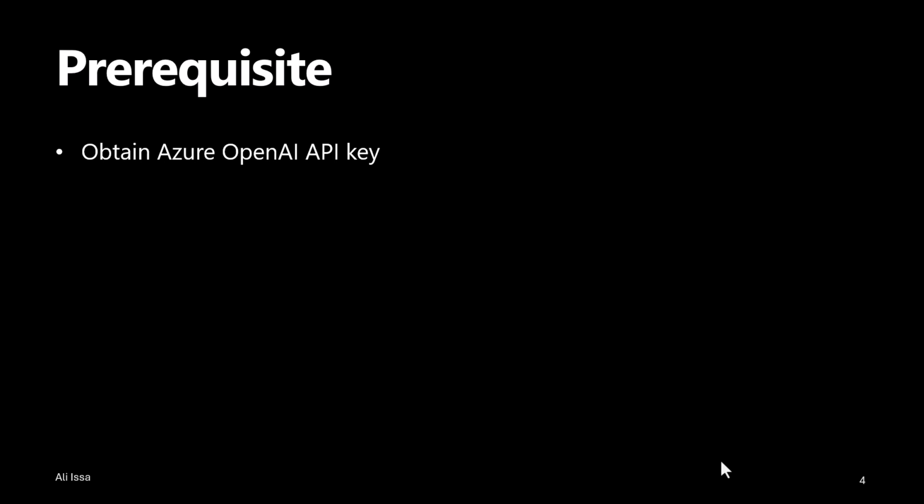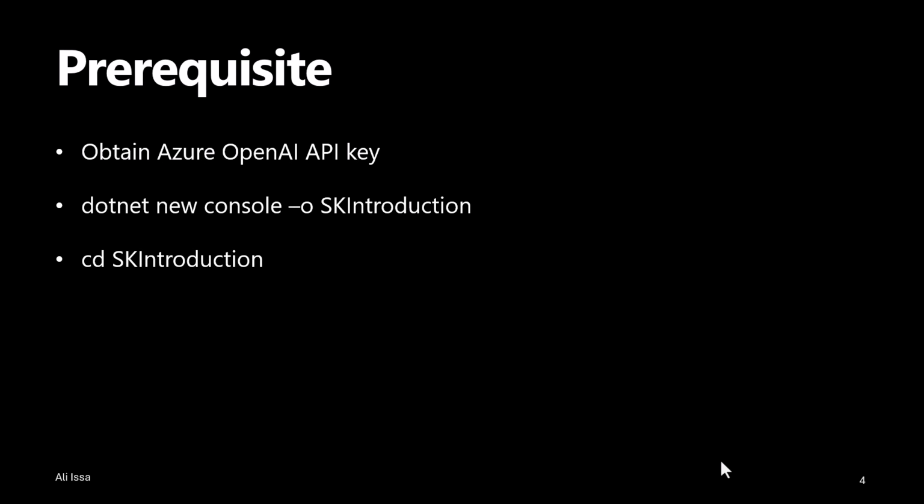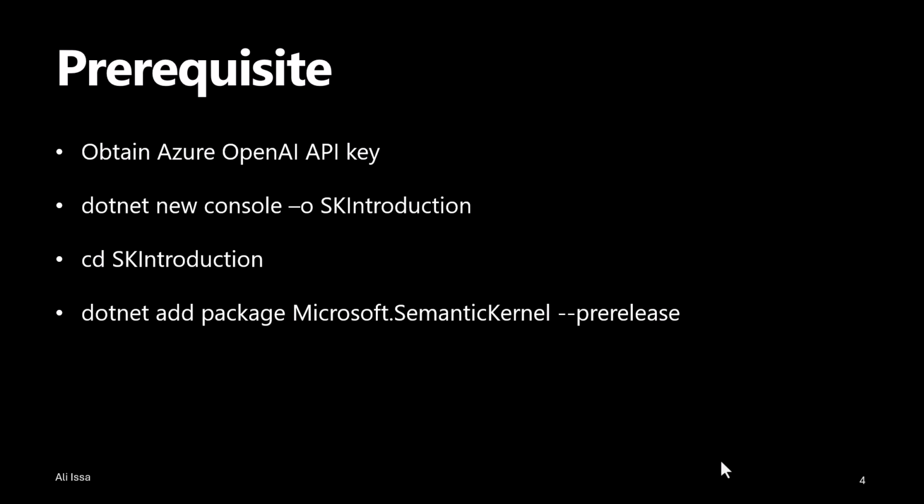Alright, after that you need to launch Visual Studio Code, navigate to the terminal and type the following command to create a console application. dotnet new console -o SK-Introduction. Next, you need to navigate to the application directory and then add the Semantic Kernel NuGet package by typing the following command in the terminal. dotnet add package Microsoft.SemanticKernel --prerelease. Alright, now we are good to go.